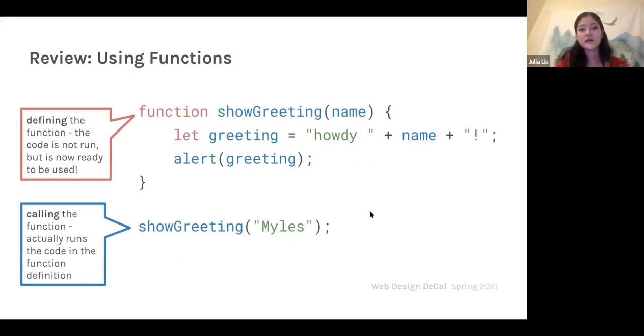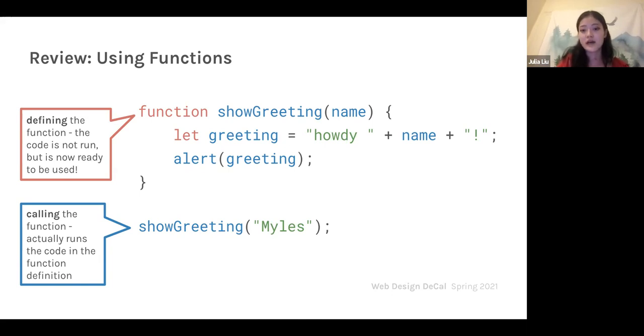Another review about functions. This is the syntax for functions in JavaScript. You have the function definition, which is where you actually specify what the function does, what it's called, and any things that you want to do within the function. And then you have the function calling, which is how you actually apply the function to whatever parameter you want to call it. For the function definition, you have the keyword function and then the name, which in this case is showGreeting. And then within the parentheses, you have the parameters that you want to pass in.